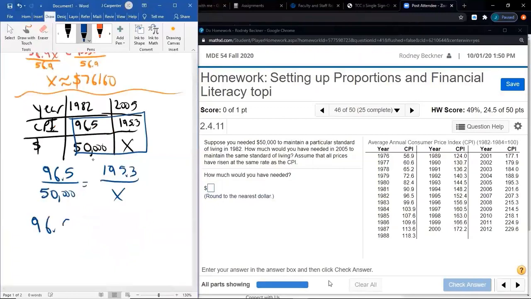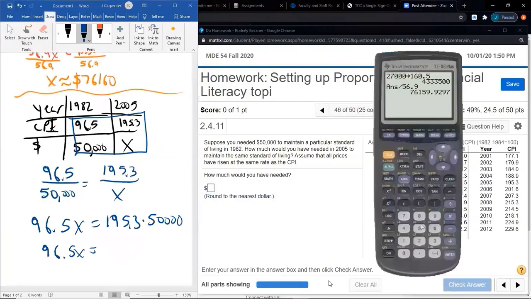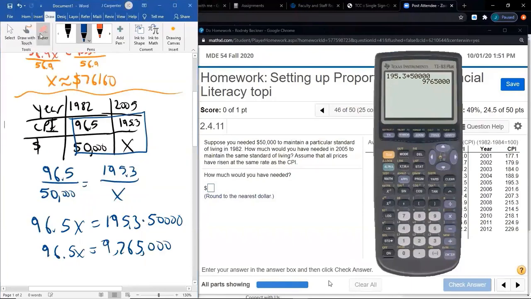Cross multiply. 96.5 times x is equal to 195.3 times 50,000. We're going to do that product on our calculator. No one's going to do that in their head except maybe me. 195.3. Let's double check our numbers. That looks good. Times 50,000. Correct number of zeros. All good. 9,765,000. And that's it. 9,765,000. Commas to make it easier.